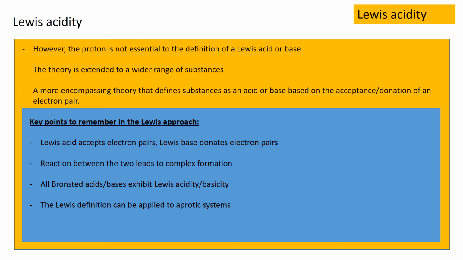However, as I said, the proton isn't essential to the definition of a Lewis acid or base. And the nice thing about Lewis's theory is that it's extended over a wide range of substances. So it's a far more encompassing theory that defines whether or not something is an acid or a base. And it's entirely based on the acceptance or the donation of an electron pair. So some key points to remember then in the Lewis approach: a Lewis acid accepts electron pairs, a Lewis base donates electron pairs.